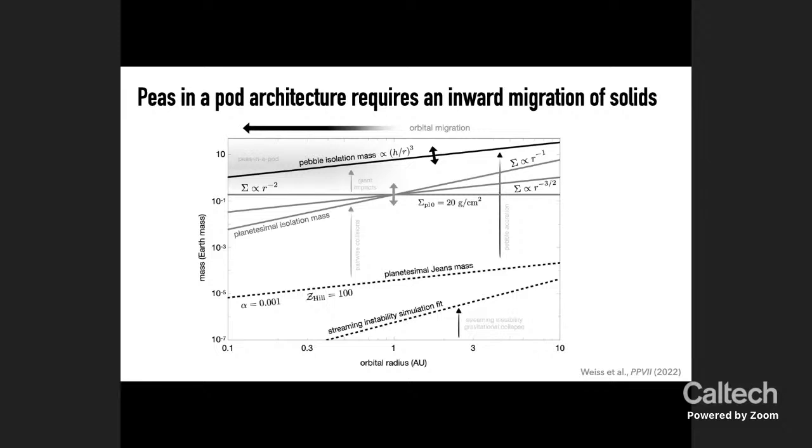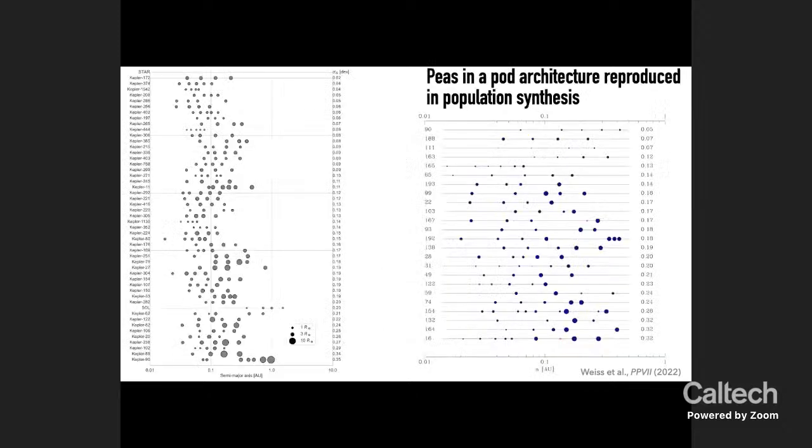pod. So we had a population synthesis component to our chapter, and I was delighted to see that we reproduced several aspects of the peas in a pod architecture with the Bern model of population synthesis. Again, the observed compact multis are on the left, and the synthetic planets, which seem to resemble somewhat the peas in a pod, are on the right.